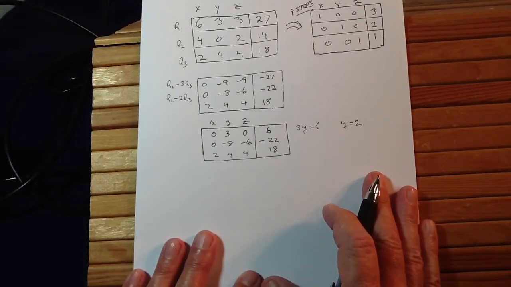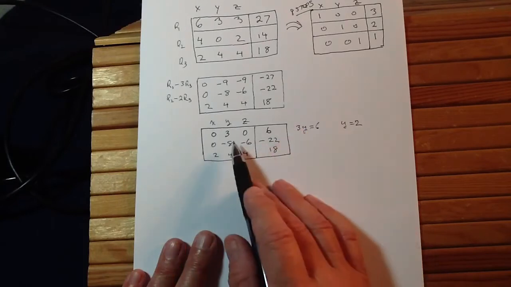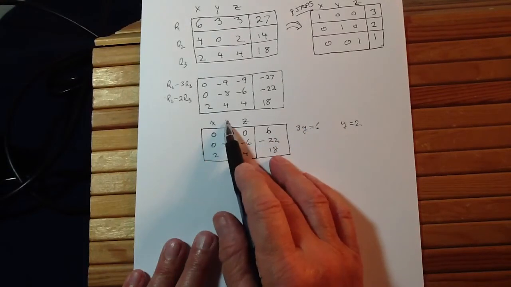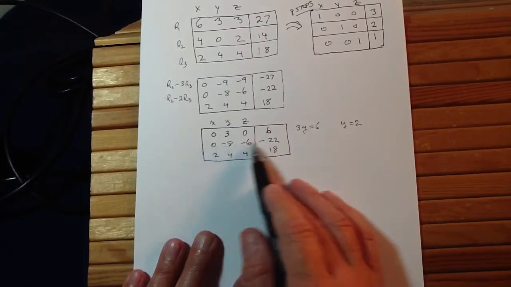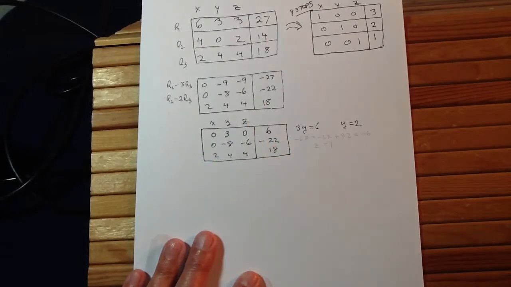Now, what's the next thing you're going to do? Pause the video and think about it. You know Y now. You know what Y is, so now you're going to use the one with this row that has the 0 in it, and you're going to solve for Z. So stop and solve for Z now.